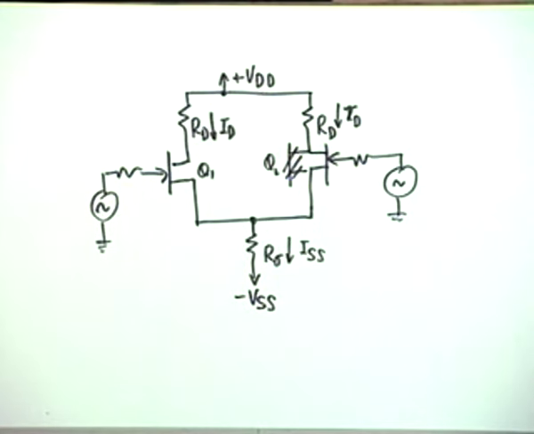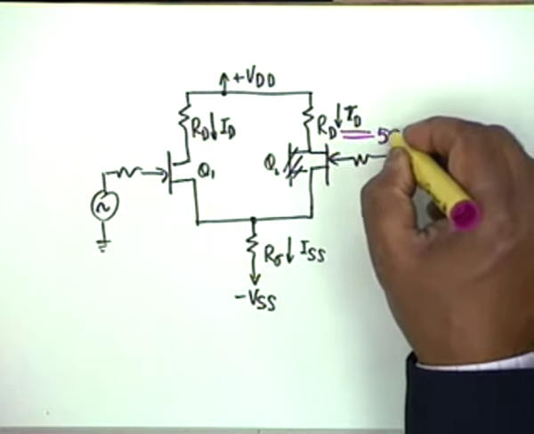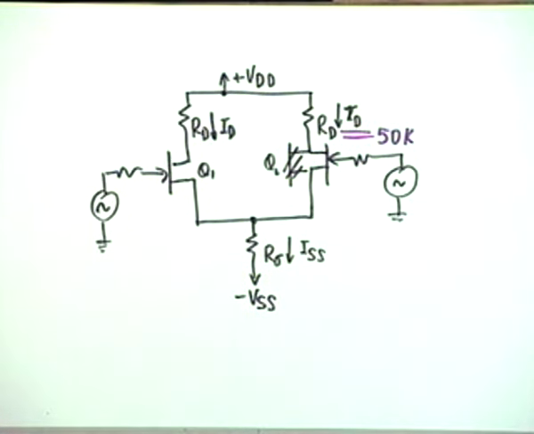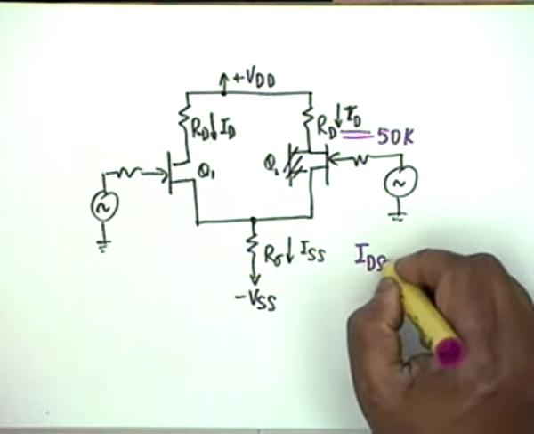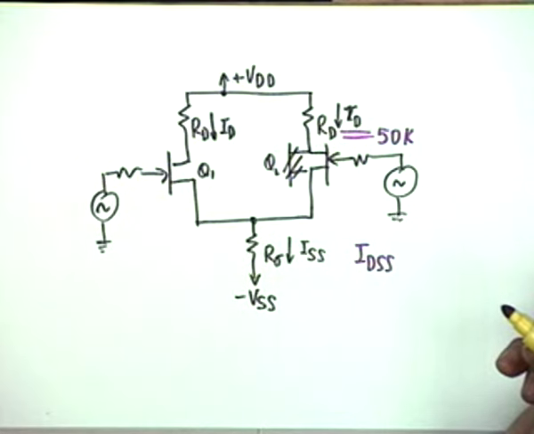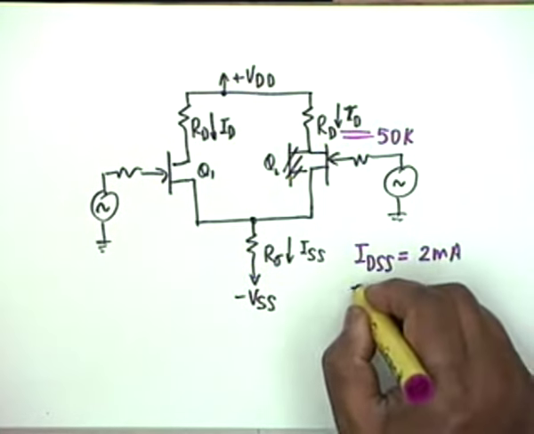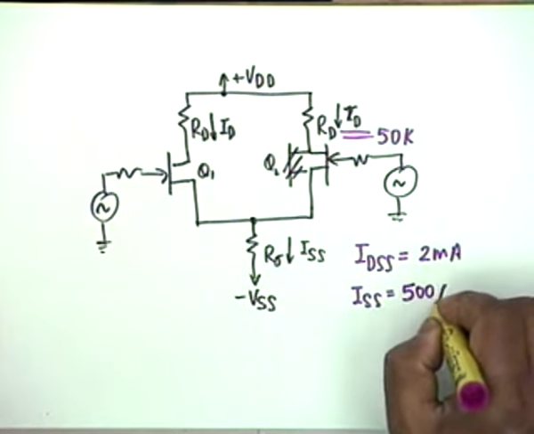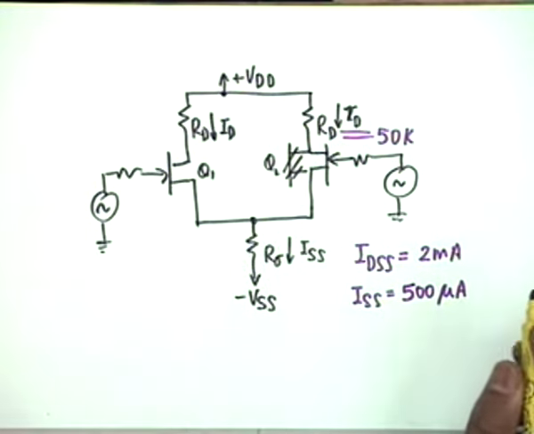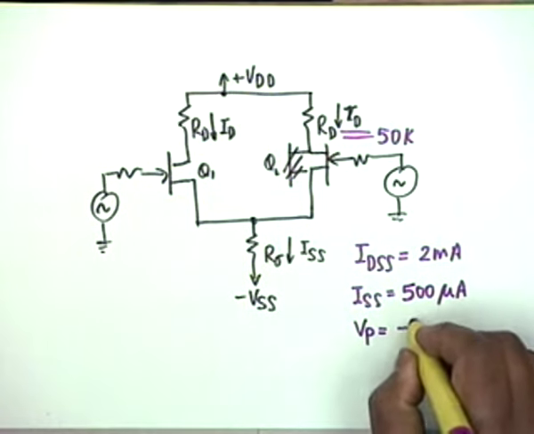Now the problem says that R sub D is given as 50K. Obviously it's not an IC, it's a discrete design. IDSS, you require this quantity. This relates current to VGS. IDSS is given as 2 milliampere, and the biasing is such that ISS is 500 microampere, which means that I sub D is 250 microampere. And in addition, you also require the data on VP, the pinch off voltage, that is given as minus 3 volt.